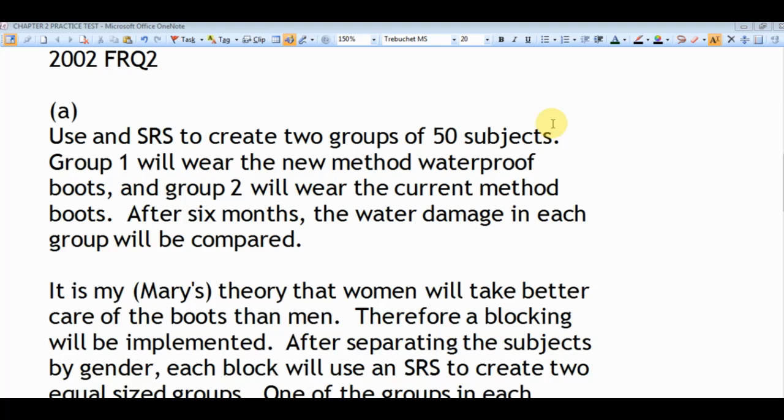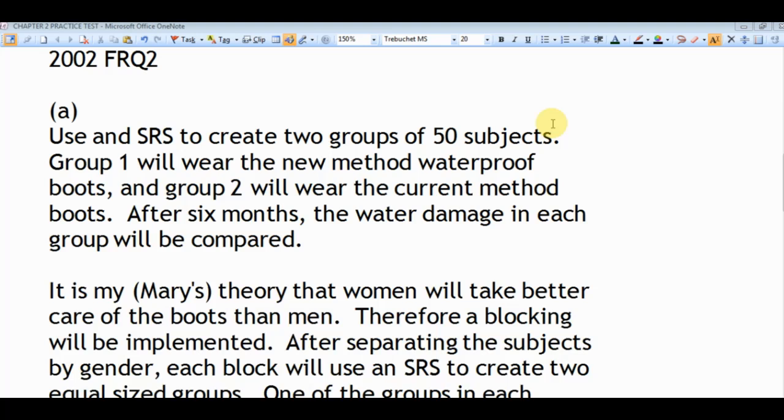So we have a manufacturer of boots that plans to conduct an experiment to compare a new method of waterproofing to the current method. The appearance of the boots has not changed by either method. The company recruits 100 volunteers in Seattle, where it rains frequently, to wear the boots as they normally would for 6 months. At the end of 6 months, the boots would be returned to the company and evaluated for water damage.